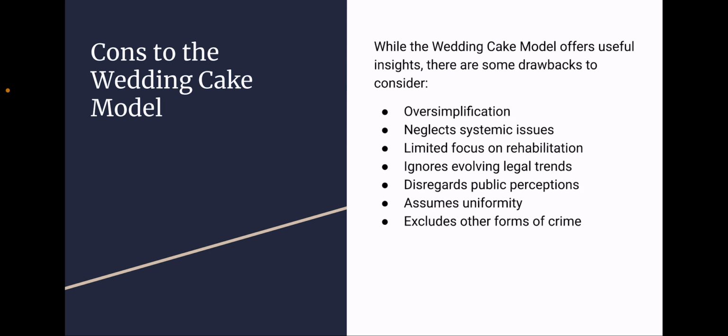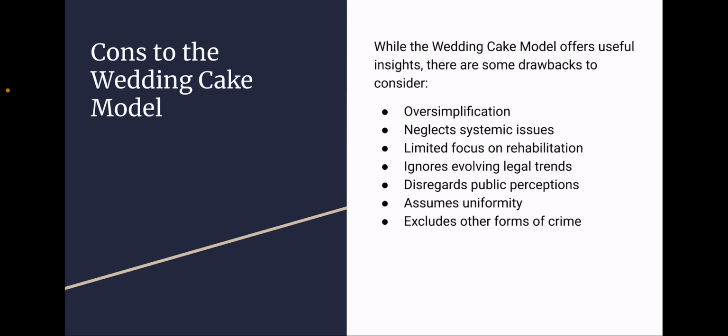So I think it assumes uniformity, that low-level crimes are handled pretty similarly, but different regions or judges or prosecutors may treat them way differently than other people. And then it also excludes other forms of crime. It focuses on violent crimes. The model doesn't always capture the full spectrum of crime, such as white collar crime, cyber crime, environmental offenses, which is treated way differently.